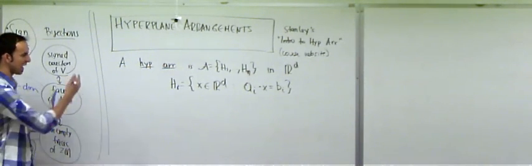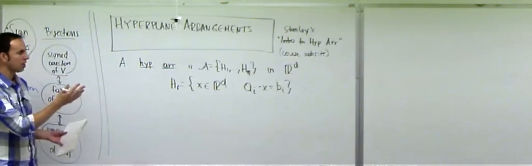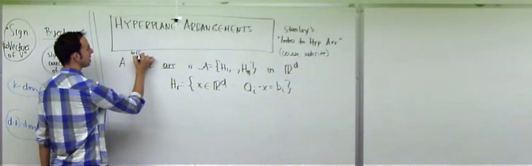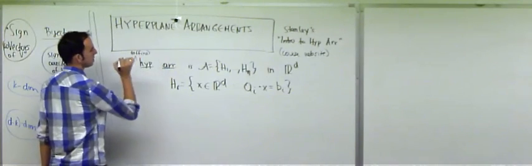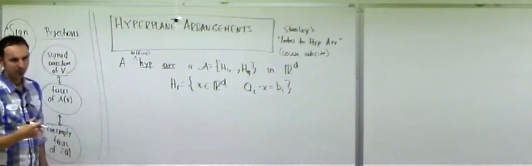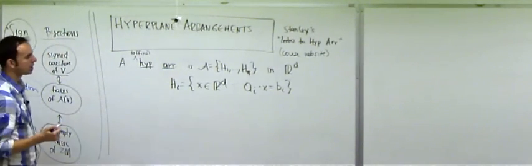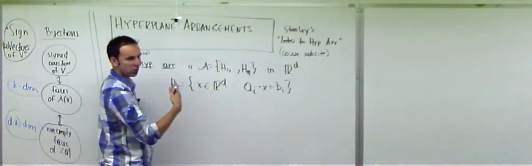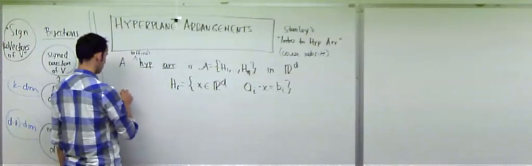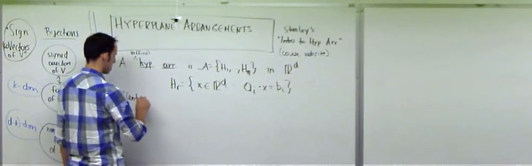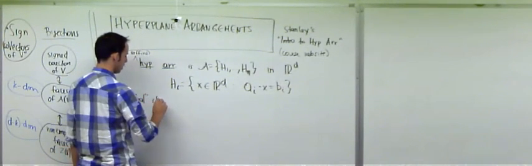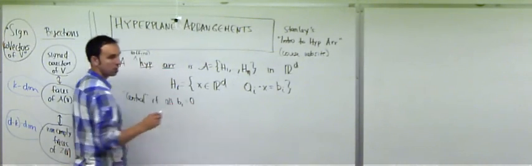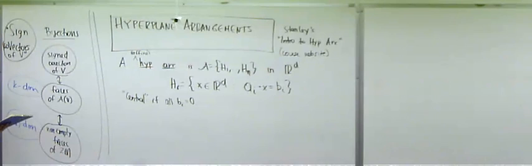So for us, a hyperplane arrangement is just going to be anything like this. You might call it affine, because these are really affine hyperplanes. Okay? And if everything happens to go through the origin, I'm going to call it central. So central if all b_i are 0. Okay?